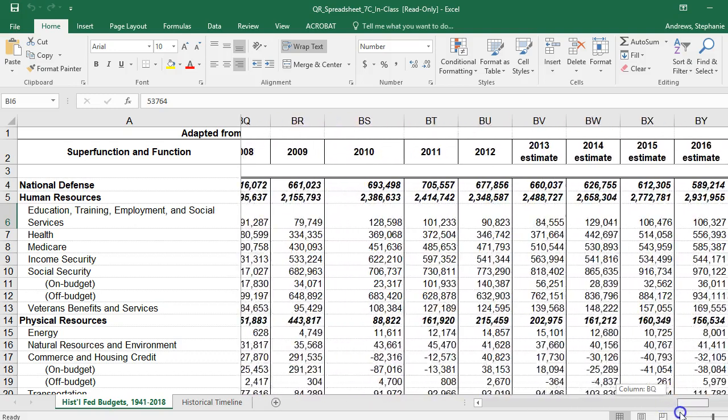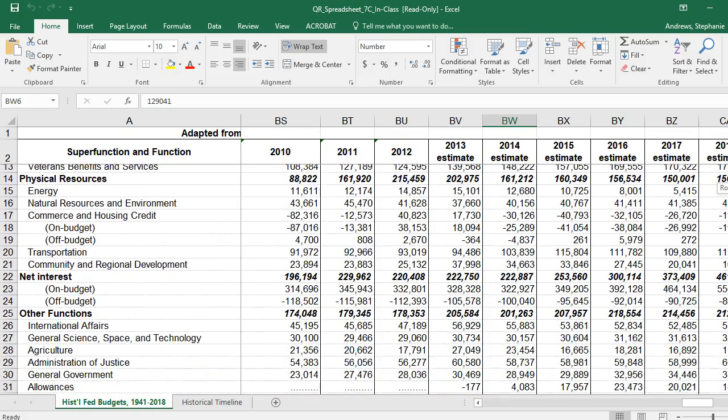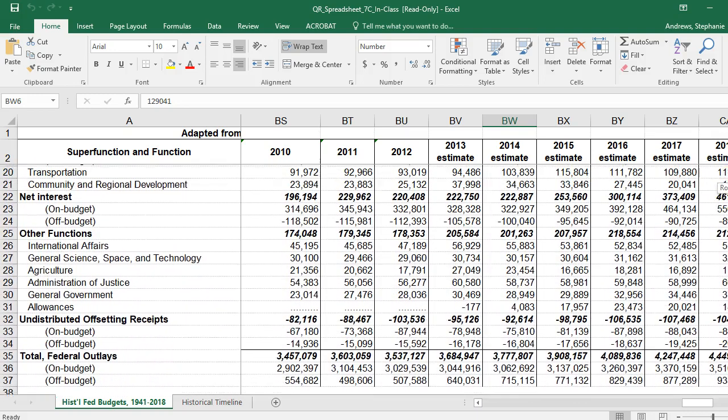education again, but the year 2014. So this is the number I'll grab for education 2014, 129,041 million, and we'll discuss what to write down on that. I also need to get information from national defense. Let me scroll down here. National defense.